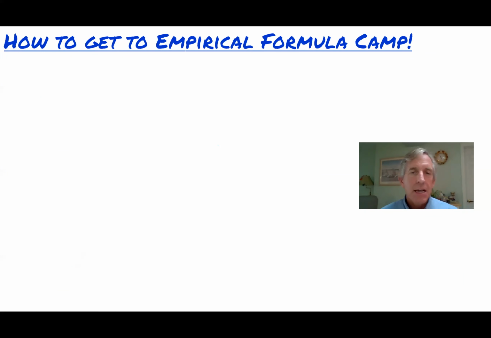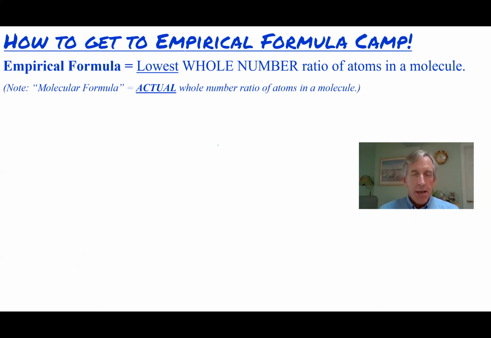All right. Lastly, in this video, I want to know how we can get up to empirical formula camp. How do we get there? Okay. So let's define empirical formula. It is the lowest whole number ratio of atoms in a molecule. Okay? It's not necessarily what the molecule has as its complete formula. That would be known as its molecular formula.